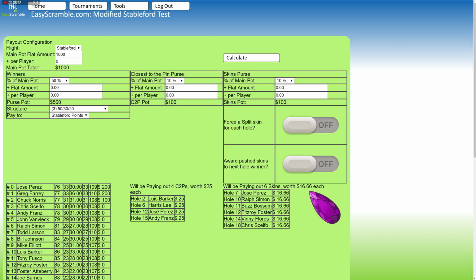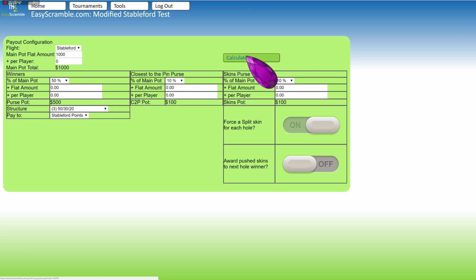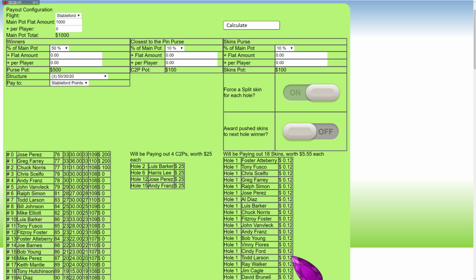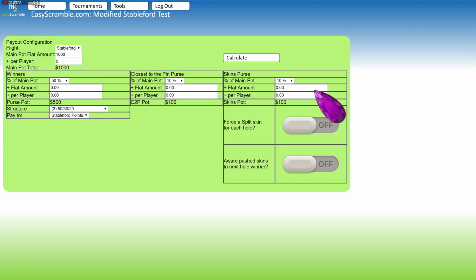Now there's a couple of other configuration options we could do with that. We could pay 18 skins and force it to split multiple directions. I don't recommend it, but I'll show you why. I'll turn it on and calculate. We had an awful lot of ties on the first hole, and we took that $5 skin and paid everybody 12 cents. So we're spending a whole lot of time paying a whole bunch of people, which is a whole bunch of work, and they're not really excited about getting their 12 cents. So that's one reason why I don't recommend that.